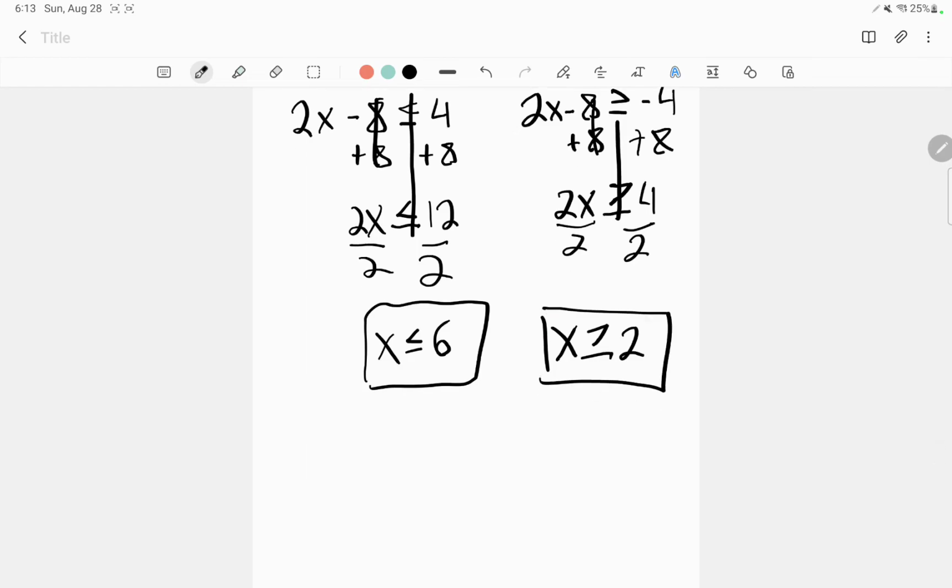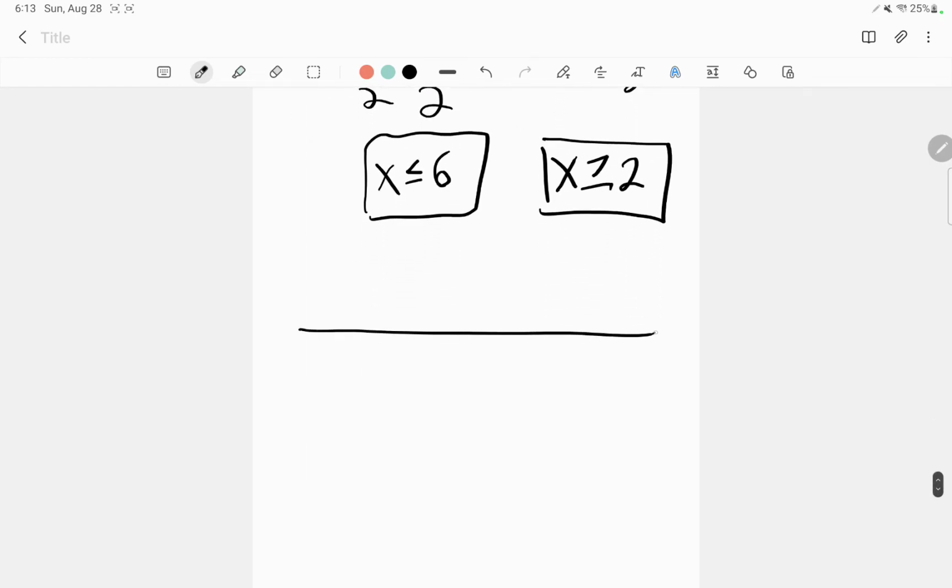Now we're going to have to go ahead and put it on a number line. So I'm going to do 0, I'm going to do 2. That's my first point. Now 6 is my second point, on which I'm going to decide what to do. Now, both of my dots are going to be colored in because I have the equal sign with my inequality.